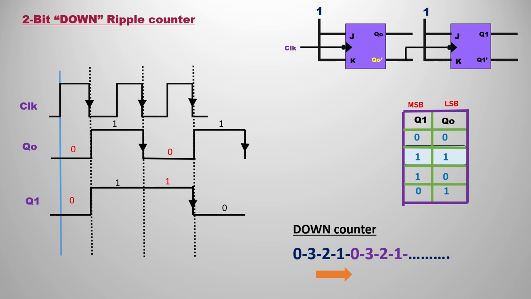If you consider MSB and LSB, you can see in the truth table as well how the order is there. It is starting from 0, it's not a problem. Next 3, next one 2, next one is 1, like that it will follow. You can see in the down counter sequence also, that is 0, 3, 2, 1, 0, 3, 2, 1, like that it will follow. But ultimately what? It is down counting.